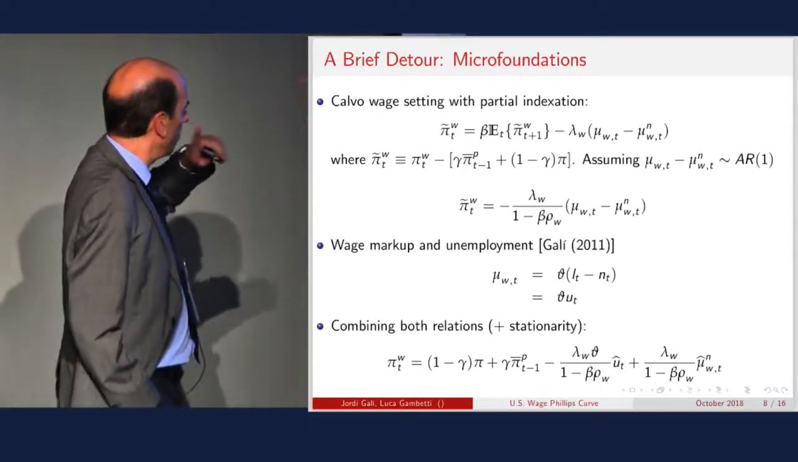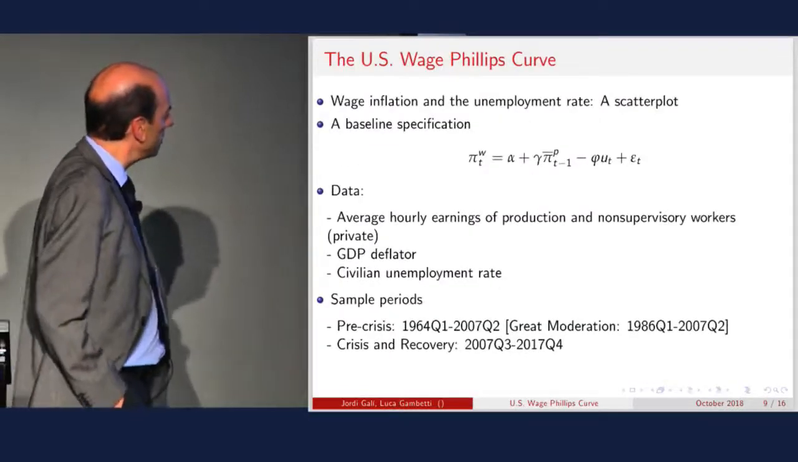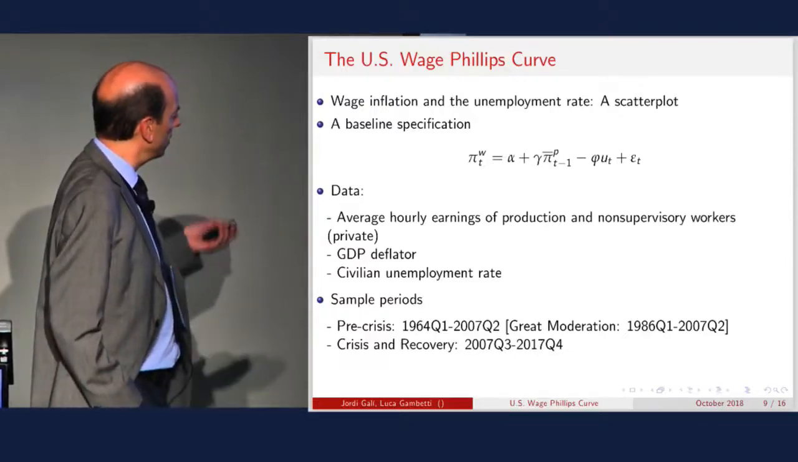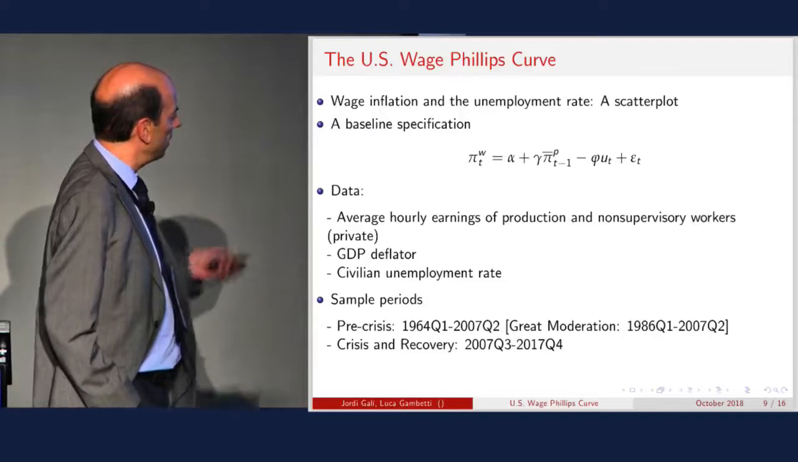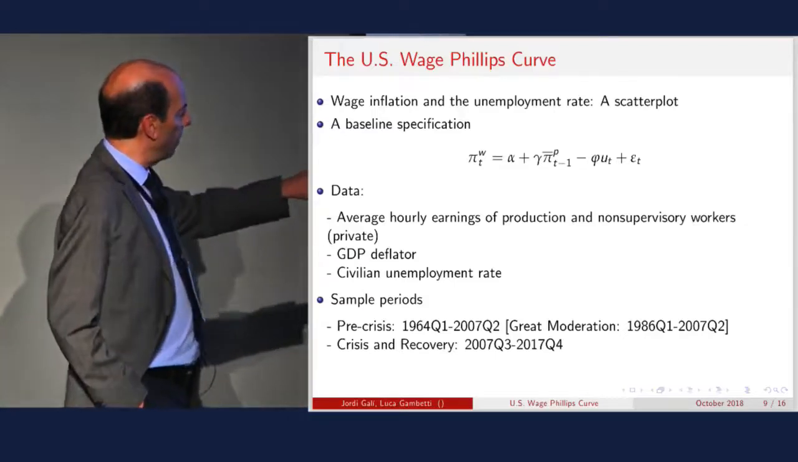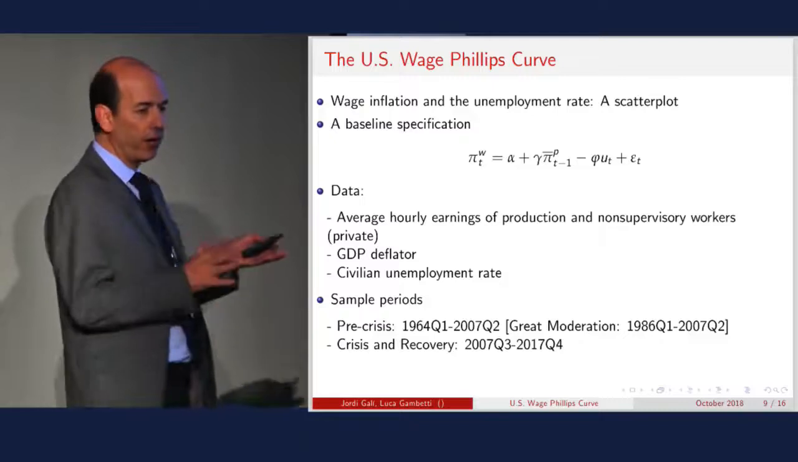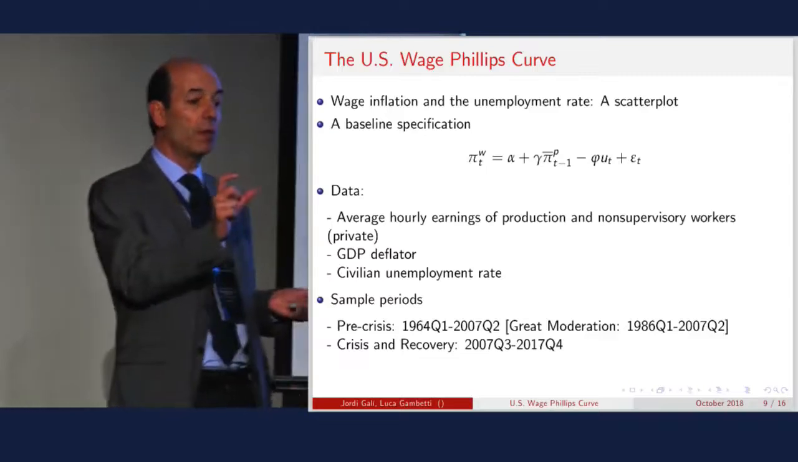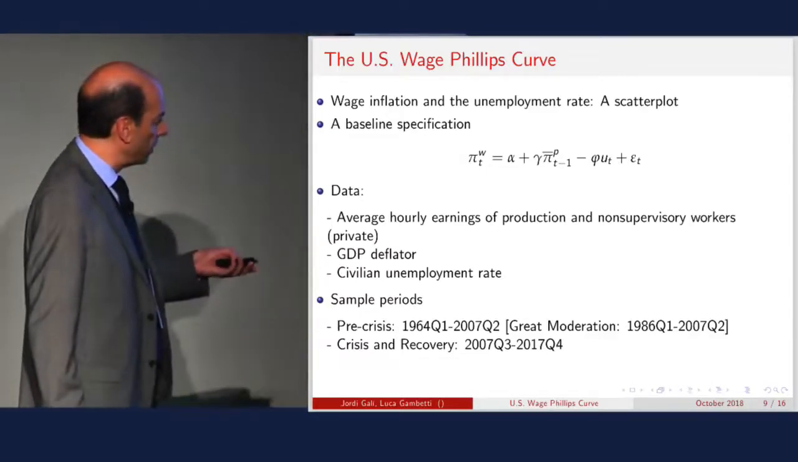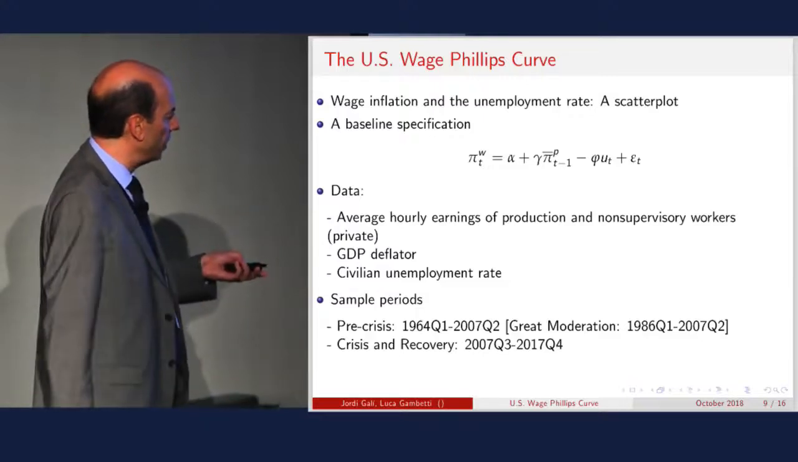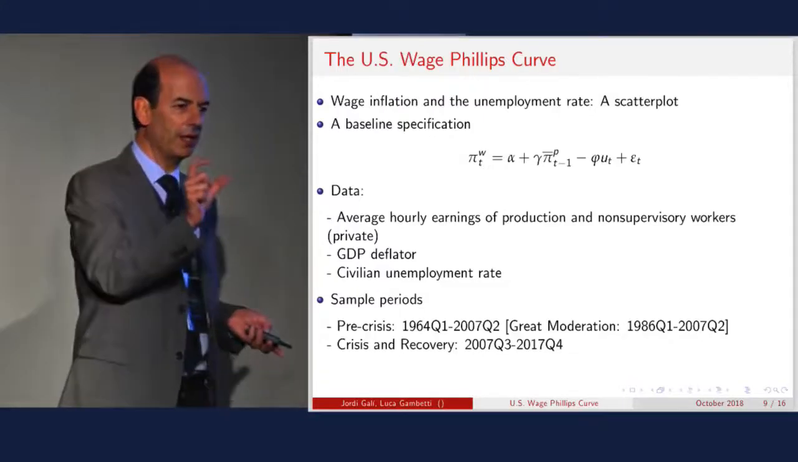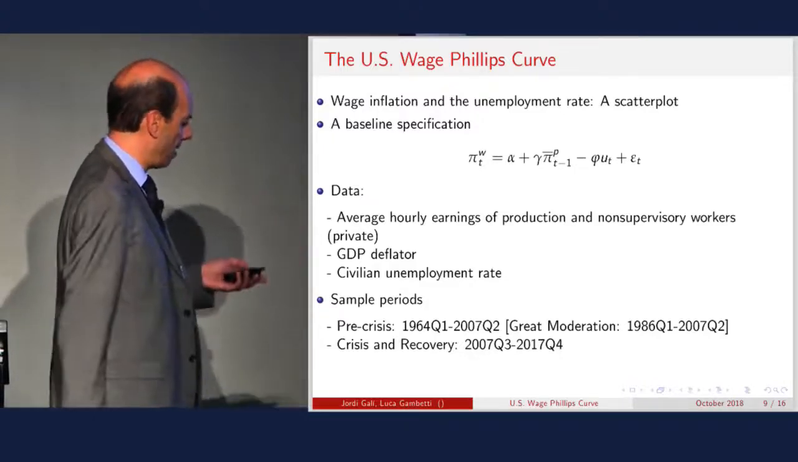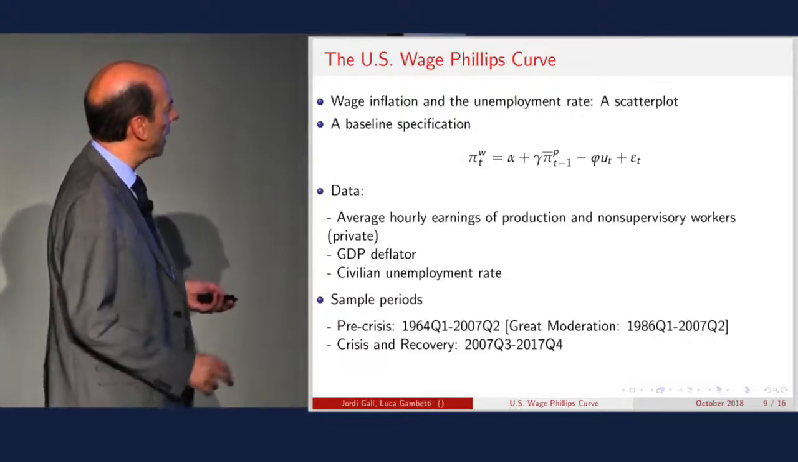So these are the data that we're going to use. As I said, average hourly earnings of production and non-supervisory workers as a measure of wages, the GDP deflator as a measure of inflation, and the civilian unemployment rate. And we look at two sample periods, the pre-crisis period and the crisis and recovery period. But we will also show some results, for reasons that will become clear, for what we call the Great Moderation period, which is a subset contained in the pre-crisis period.